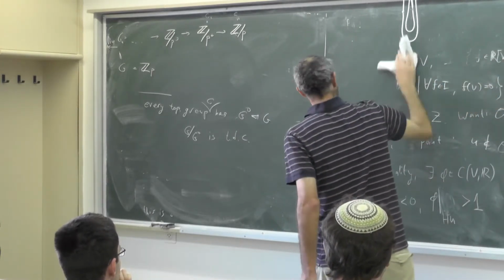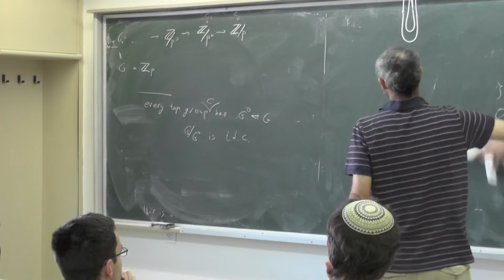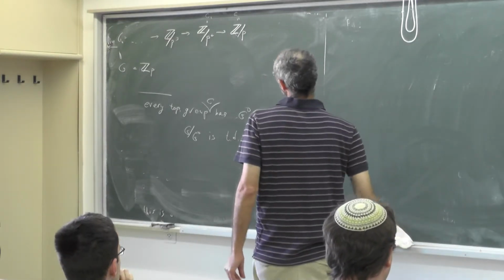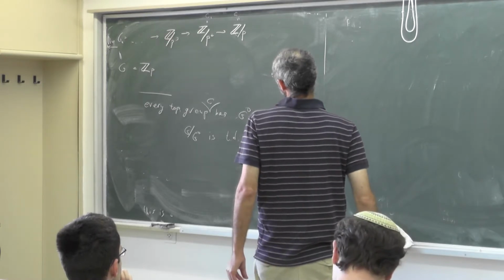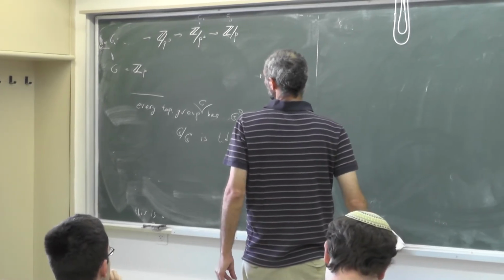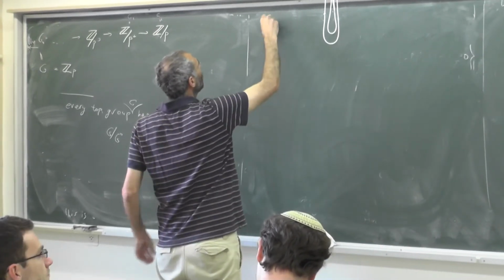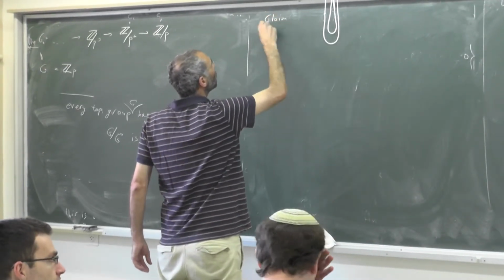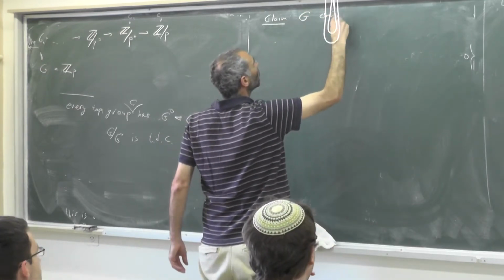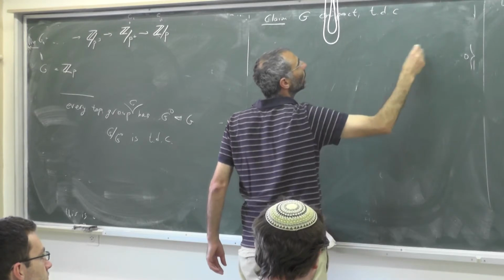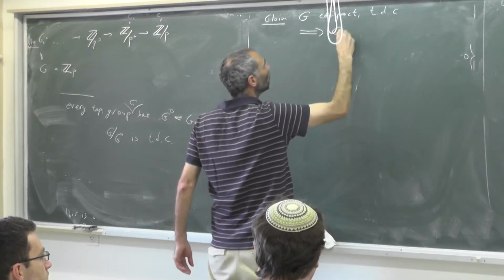Oh, maybe I want to give more examples. Okay, I'll prove the claim. Claim: G compact, totally disconnected implies G is profinite.